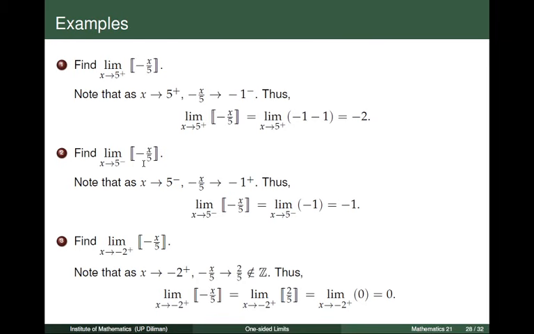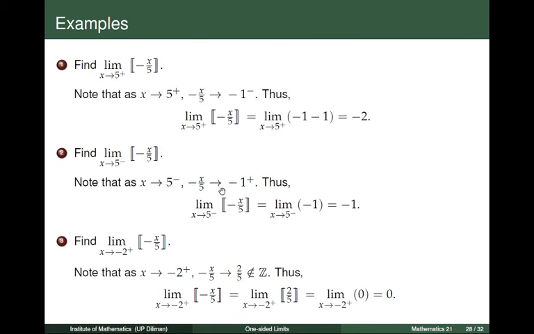Now, all we need to decide is whether it is tending to negative 1 from the right side or from the left side. Now, let us recall that here, we want x to tend to 5 from the left side. So, we may take 4.9 as our test point. And so, when we have 4.9 divided by 5, what we get is a quotient that is very, very close to 1, but actually less than 1. Alright? So, we will have negative of a number very, very close to 1, but actually less than 1.